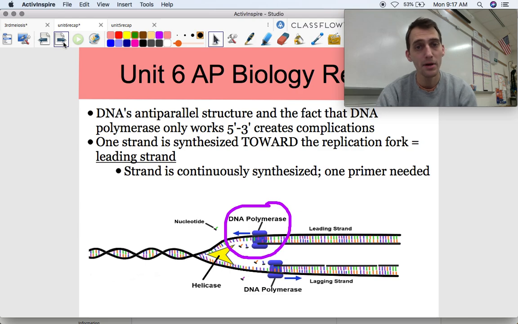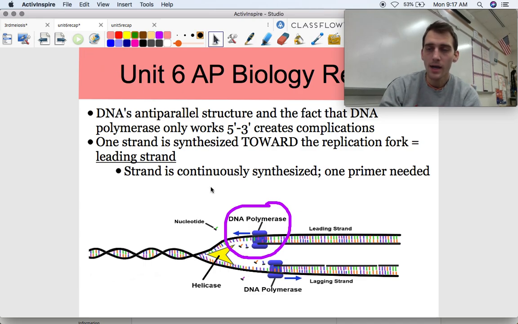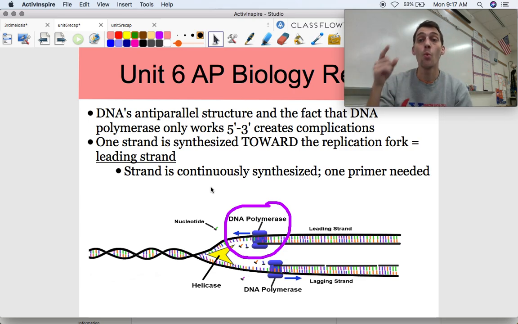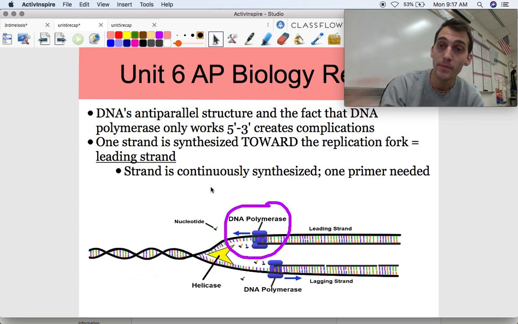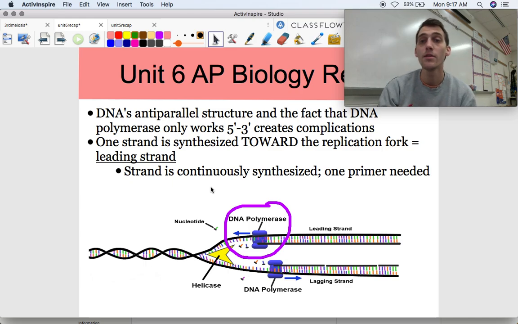But DNA's antiparallel structure and the fact that DNA polymerase only works 5' to 3' creates complications, and this is where DNA replication gets a little complicated. Okay, because it only works 5' to 3', and DNA is anti-parallel. That means that one strand can move forward or be copied in the forward direction, but the other strand has to be copied in the backwards direction. And the strand that's moving in the forward direction or toward the replication fork, it has an easy job. That's called the leading strand, right?